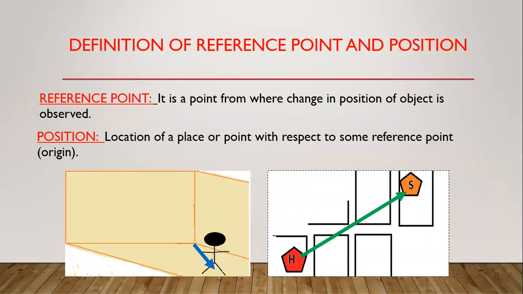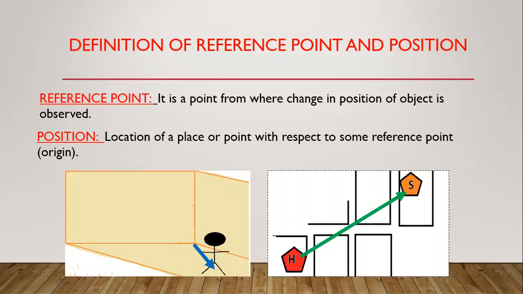So if you want to define reference point and position, reference point is a point from where change in position of an object is observed, and position is the location of a place or point with respect to some reference point. Position is a vector quantity and it is represented by a small letter x with a bar on it.